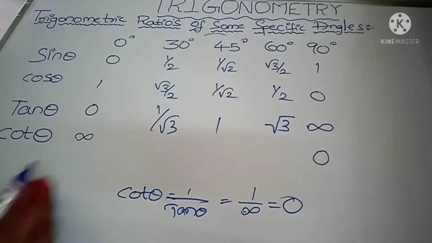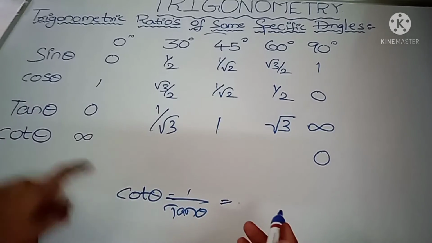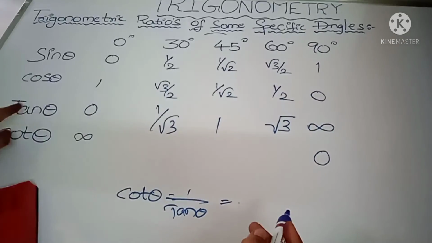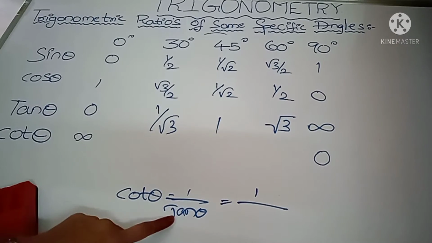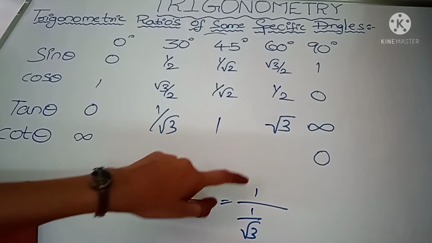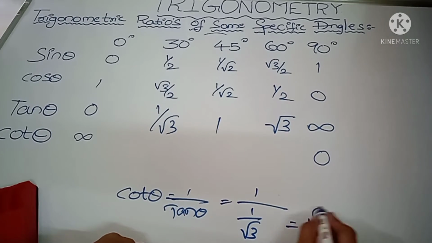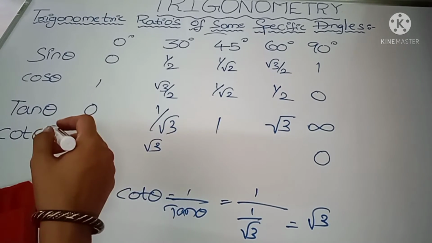Cot 90 is 0. Next one is cot 30 degrees. What is the value of tan 30? 1 by root 3. So 1 by 1 by root 3 is root 3. Isn't it? So, cot 30 is root 3.